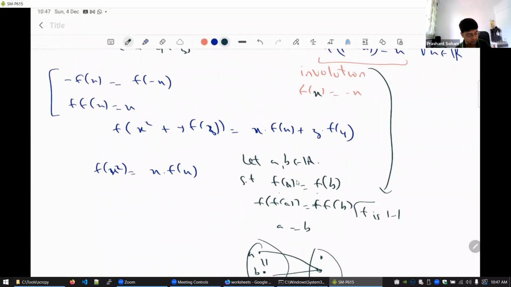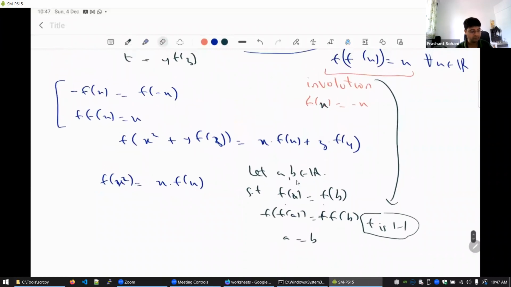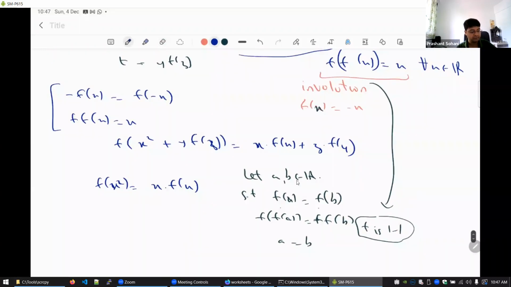And I'm pointing out all of these things because quite possibly in the exam, even if you don't get the full problem, finding all of these properties, that f is an odd function, involution, f is 1-1, each of them will carry some partial marks because all of them will be relevant in the final solution. So whatever intermediate observations you are able to find like this, all of them are used.